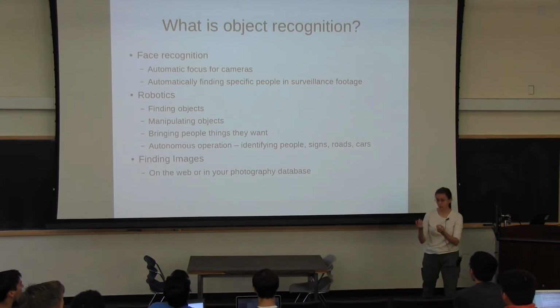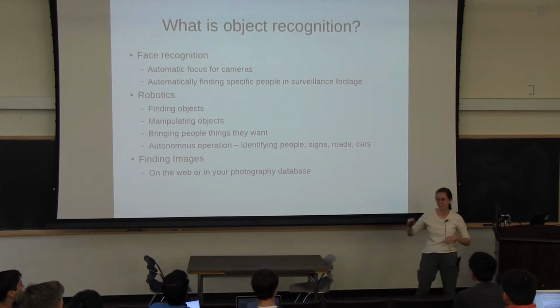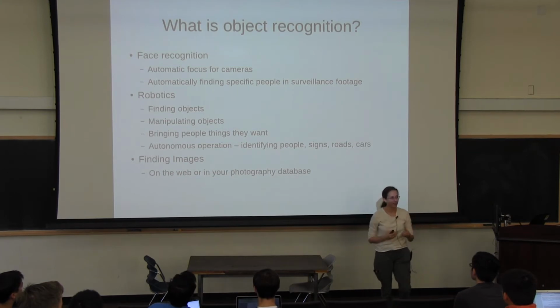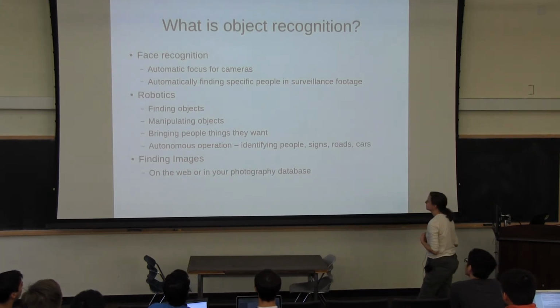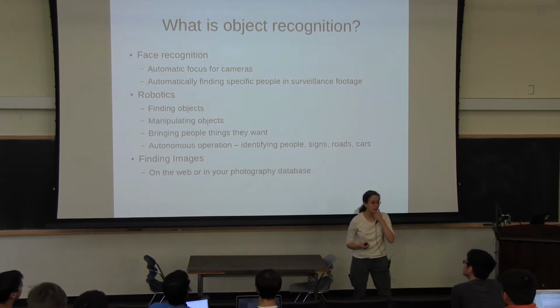Facebook has a lot of this too, right? If you post something on Facebook, it will draw boxes and say, I think this is your mom, or I think this is you. Can you label this person, right? They're doing this to help you organize your images. There's lots of applications for this in robotics, and we'll talk about that a lot.